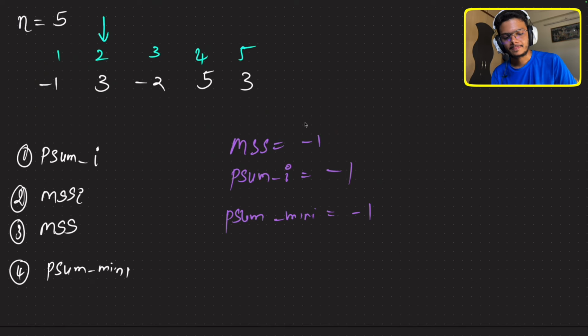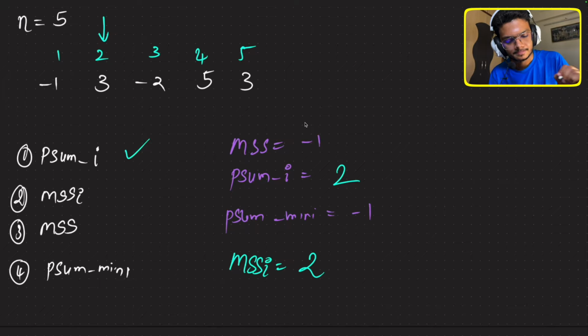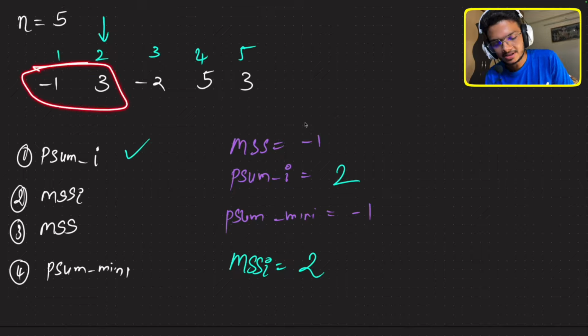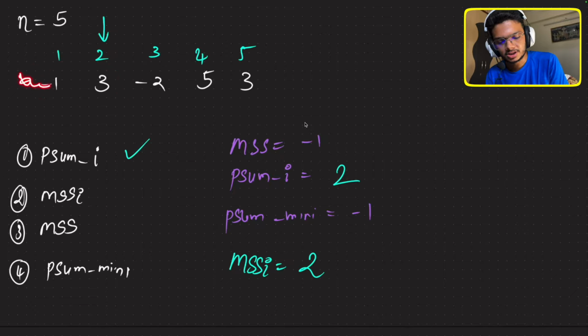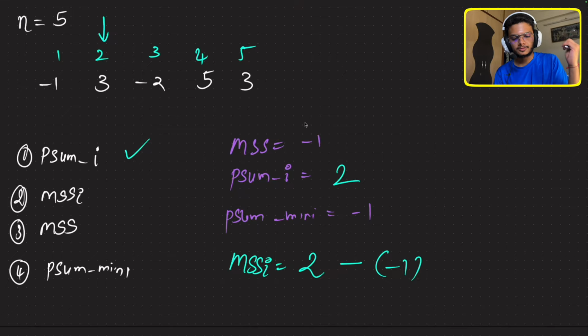Let's come to this element. First thing, we update the prefix sum of I. So -1 plus 3 will become 2. So this step is done. Prefix sum of I becomes 2. Then we find out the maximum subarray sum ending at index I. Now what is MSS of I? It's simply prefix sum of I, that is the sum of all the elements till this part, and you just remove the smallest possible prefix till here. So 2 minus, what is the prefix sum of mini? -1. 2 minus -1 turns out to be 3.